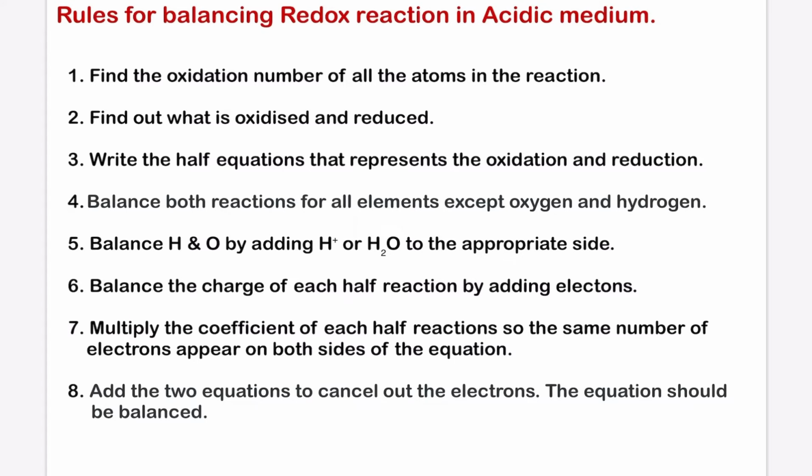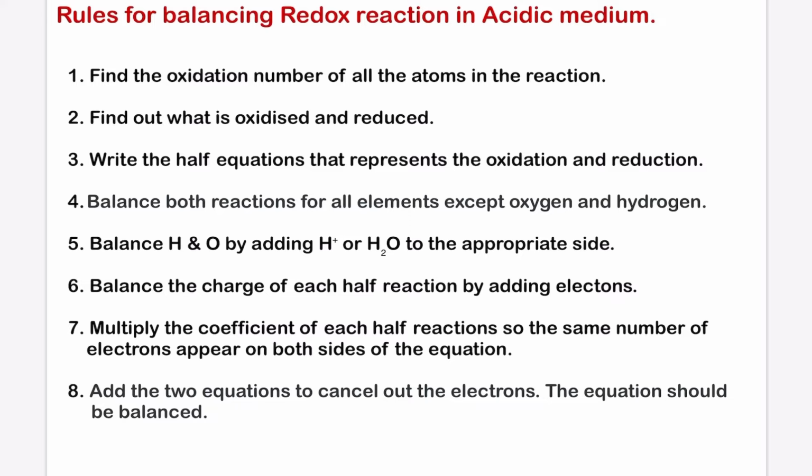Today we are going to study balancing redox reactions in acidic medium. The rules for balancing redox reactions. Number 1. Find the oxidation number of all the atoms in the reaction. Number 2. Find out what is oxidized and reduced. Number 3. Write the half equations that represent the oxidation and reduction.